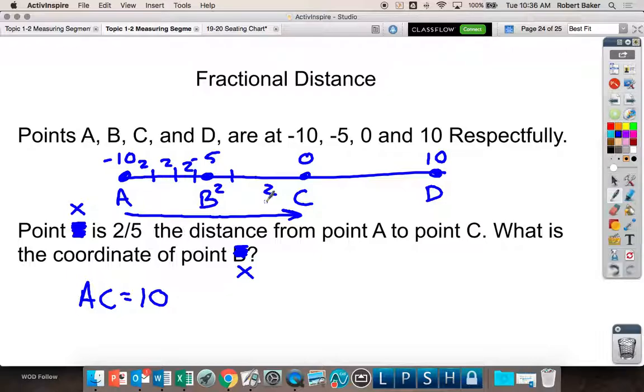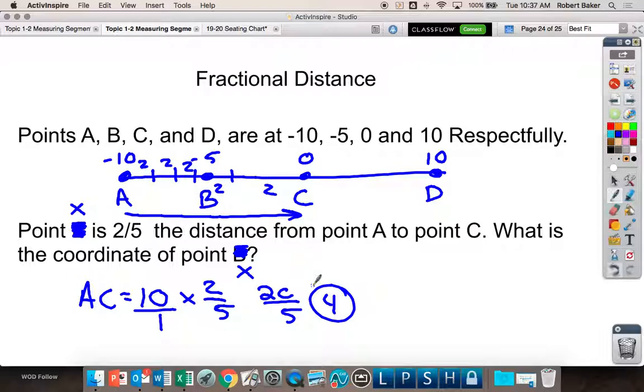I would probably just do this. I would multiply that whole distance times 2/5. Anybody do that? Know how to multiply fractions? 10 times 2, 20. 1 times 5. What is 20 divided by 5? 4. So the answer is 4, right? Easier. The answer is 4.